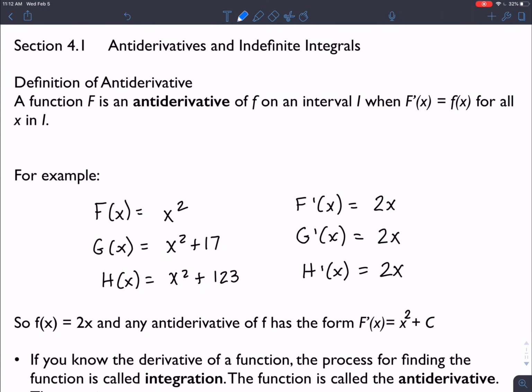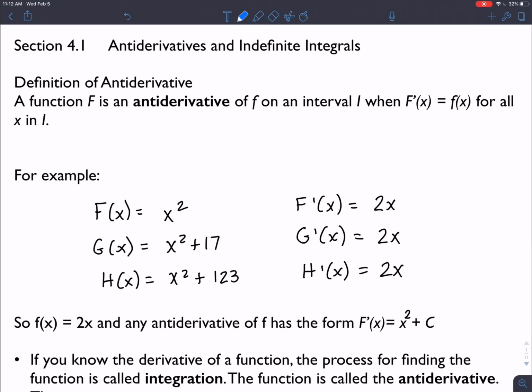Alright, this section is antiderivatives and indefinite integrals. We're going to just start with the definition of an antiderivative. We spent a lot of time working on derivatives, and today we're going to do the inverse of that and look at the antiderivative. So the definition is there: a function capital F is an antiderivative of f on an interval I if capital F prime of x is equal to the original function for all x in I.